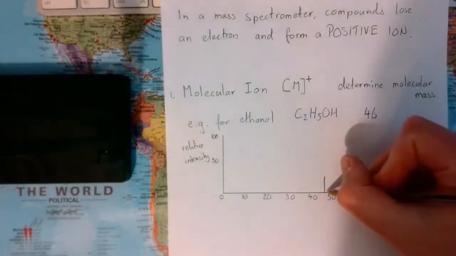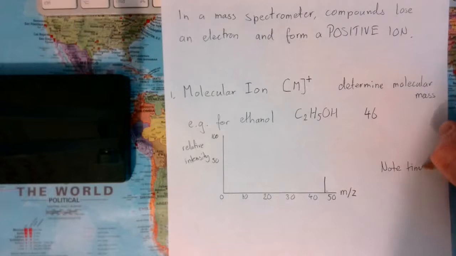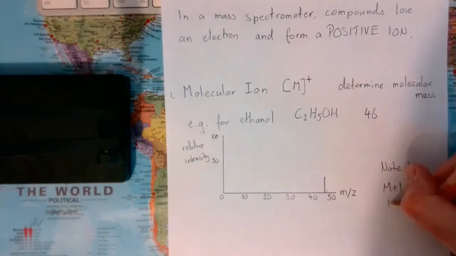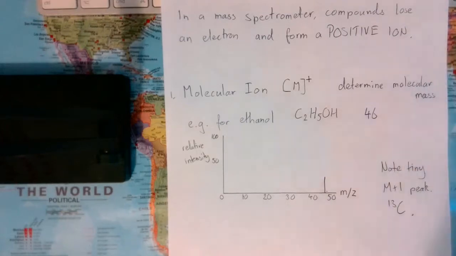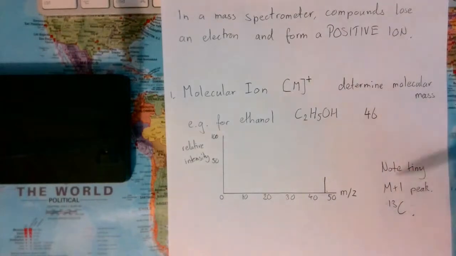Now, you may get a very tiny M+1 peak, and the reasons for that would be the presence of carbon-13, but it will be absolutely minuscule and it should not play any part in your identification of the molecular ion. So our biggest one here is 46. Don't worry, for the questions that you're given, it'll be much easier for you to determine the actual value. I'm drawing this on a bit of paper, so, you know, cut me some slack.